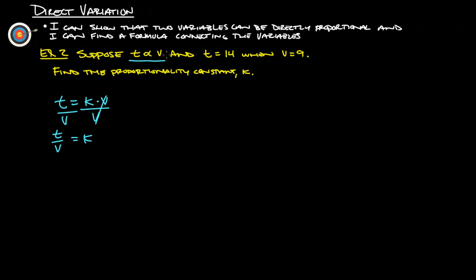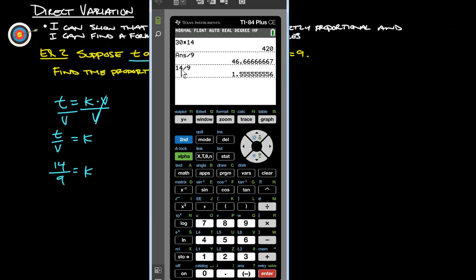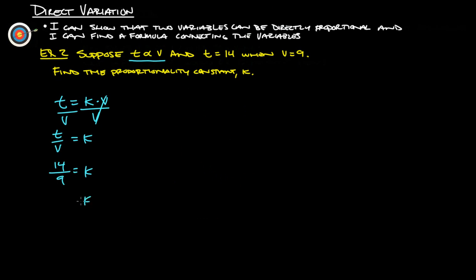And then whatever it varies directly with, v, is going to be in the denominator. So in this case, t is 14, v is 9. If we take 14 divided by 9, we get that k equals 1.56 would be our proportionality constant.